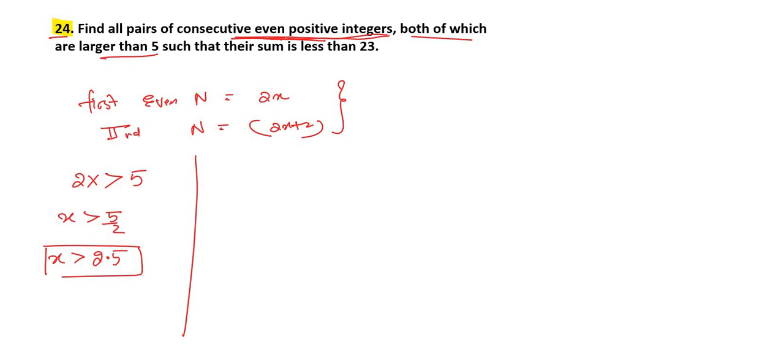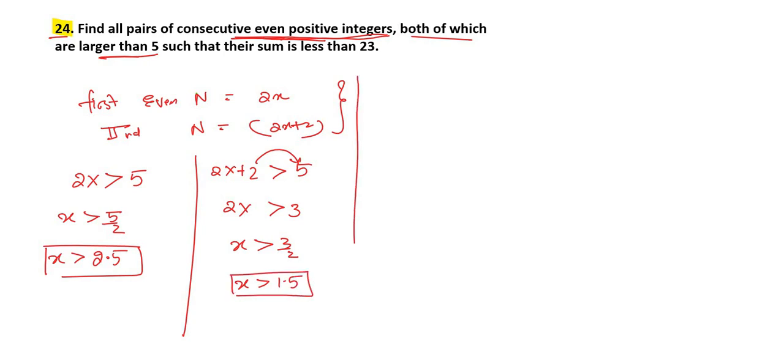Okay. The second condition is both numbers, that is, the second number should also be more than 5. So what is the condition? 2x plus 2 is more than 5, so 2x is more than 3, because 2 will go there. So x should be more than 3 by 2, which is x is more than 1.5. This is the condition. And the third condition is the sum is less than 23. So the sum is 2x plus 2x plus 2 is less than 23, which is 4x plus 2 less than 23.